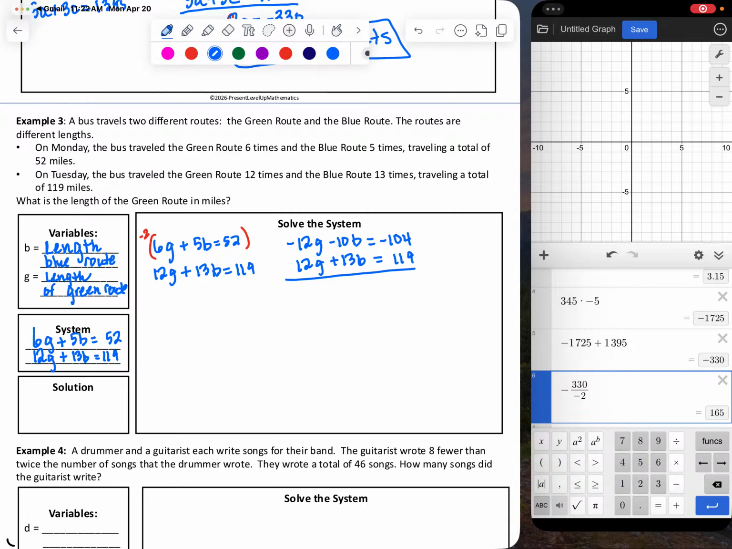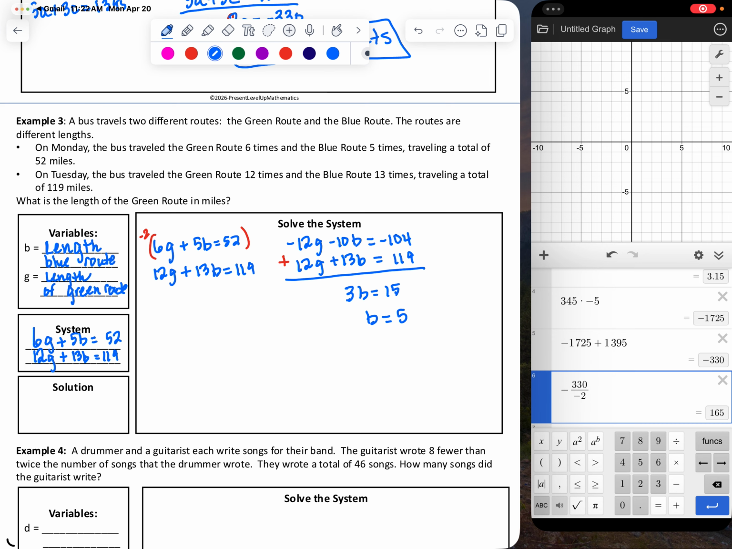Now draw your line and add the two equations together. So negative 10B plus 13B is 3B. And negative 104 plus 119 is 15. So 15 divided by 3. So now I know the length of the blue line is 5 miles.